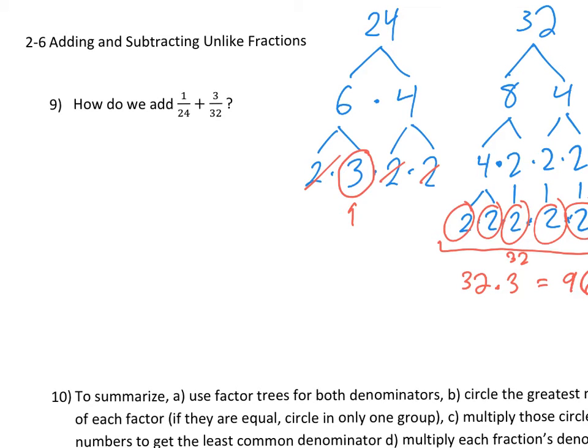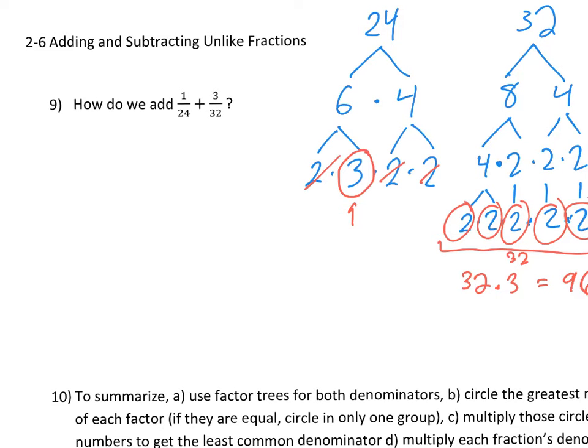All right, so once again, just a quick review here. I use the factor trees. I circle the greatest number of each factor, and if they're equal, for instance, if this one had 5 2's and the other one had 5 2's, I would just circle the 5 2's once. The other 5 2's are going to go into that one, so I don't have to worry about that. Multiply those circled numbers to get the least common denominator, in which case this time I got 96.